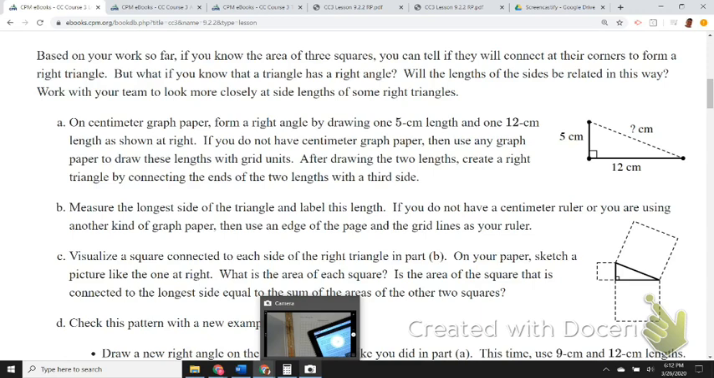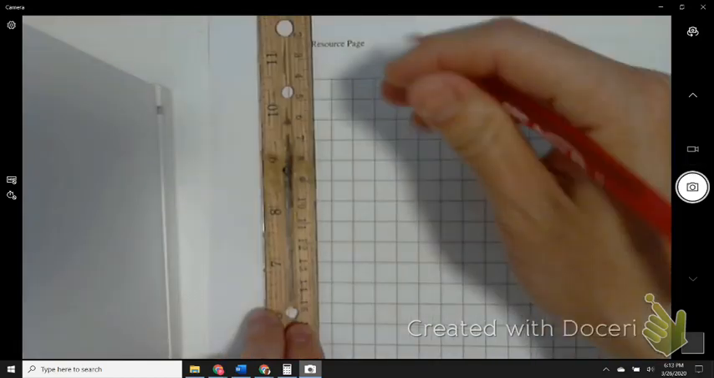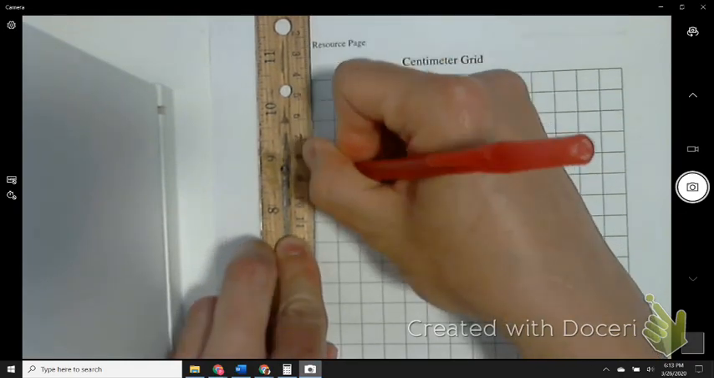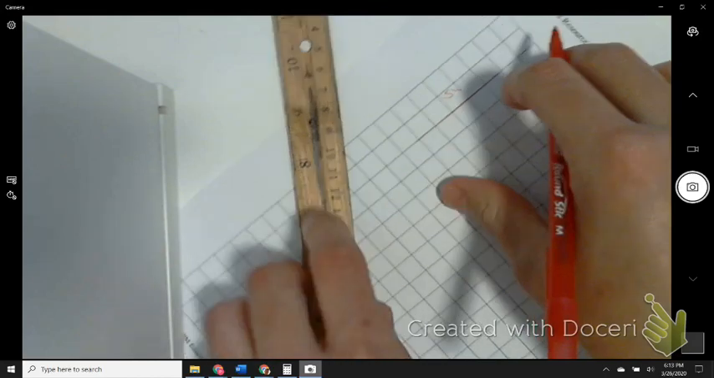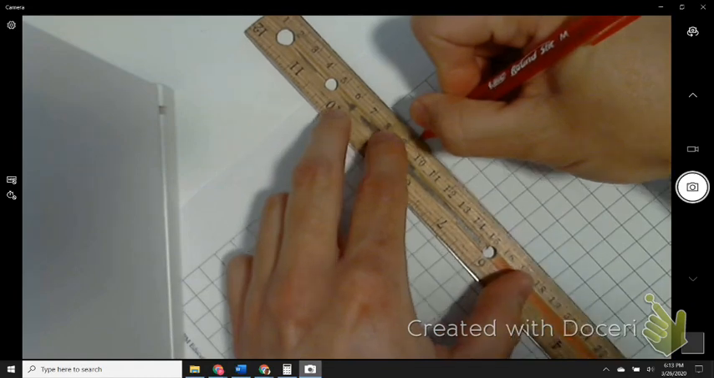Okay, so it says after you draw the 2 side lengths, they want you to create a 3rd line to connect the 2 sides to form a triangle. Okay, so let me show you what that looks like. Let's put this over. Use my pen here, and it says we'll do one side is 5. Okay, and then the other side is 12. So let's go 1, 2, 3, 4, 5, 6, 7, 8, 9, 10, 11, 12.